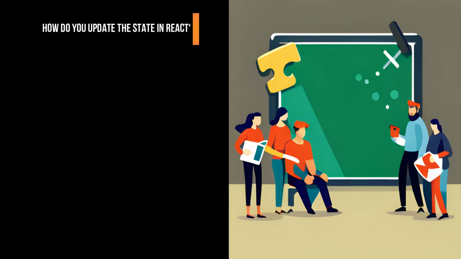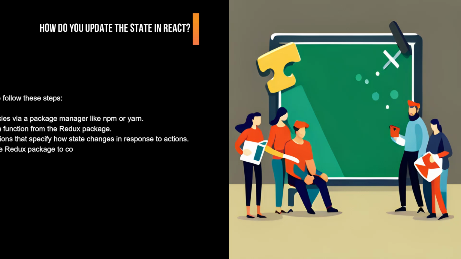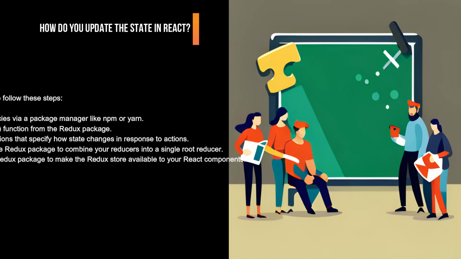How do you set up Redux in a project? To set up Redux in a project, you typically need to follow these steps. Install the Redux package and its dependencies via a package manager like npm or yarn. Create a Redux store using the createStore function from the Redux package. Define your Redux reducers, which are functions that specify how state changes in response to actions. Use the combineReducers function from the Redux package to combine your reducers into a single root reducer.